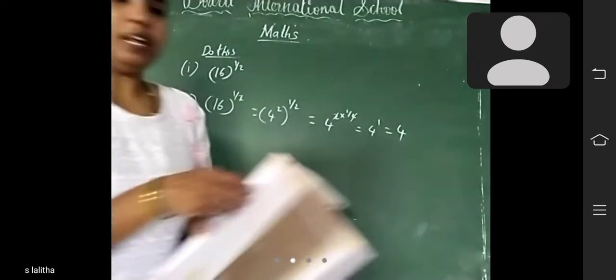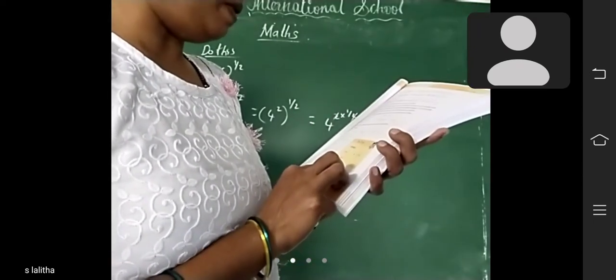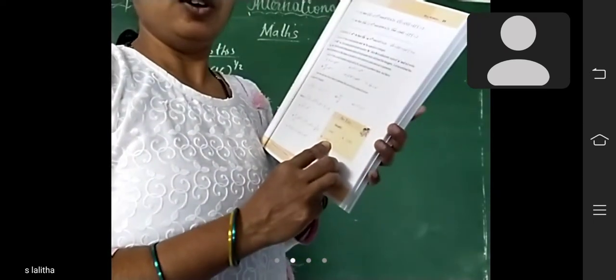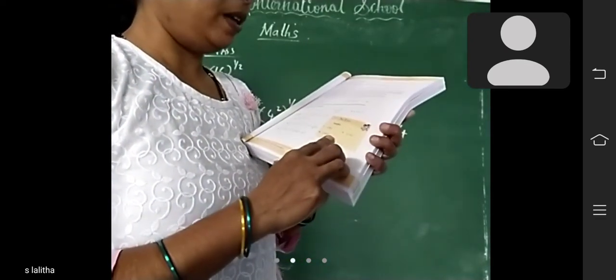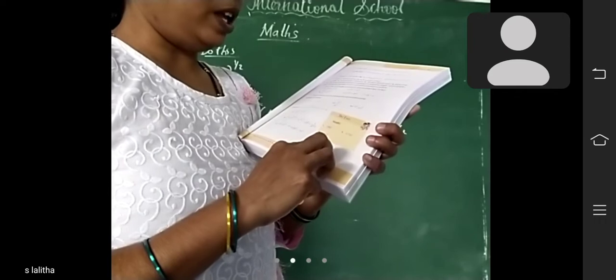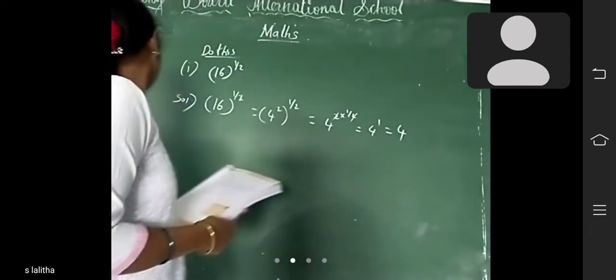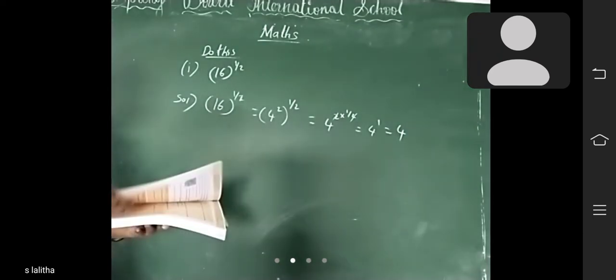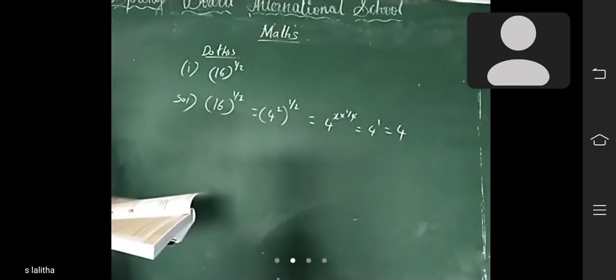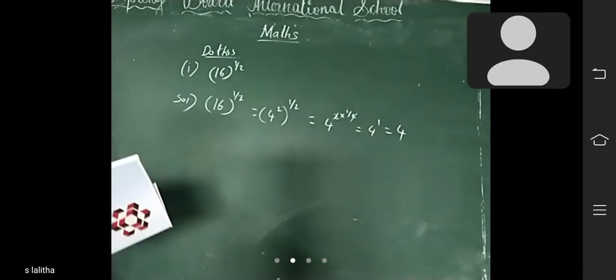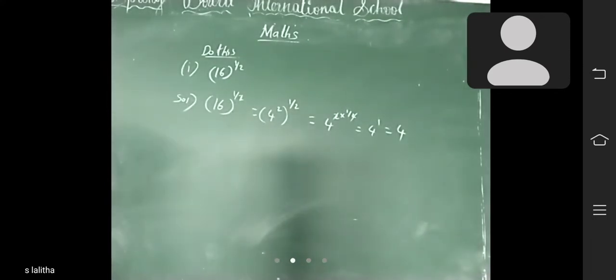Here see, one printing mistake is there. 343 whole power 1 by 5 is given. You have to write 1 by 3, not 5. Okay. 343 whole power 1 by 3, right, not 5. Come on, write first. Remaining two sums you can do as homework.